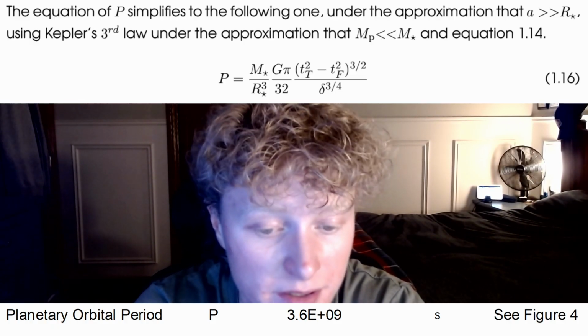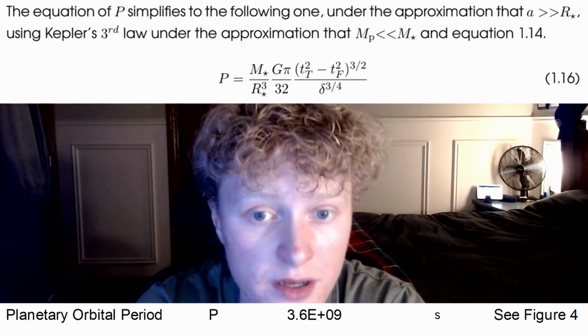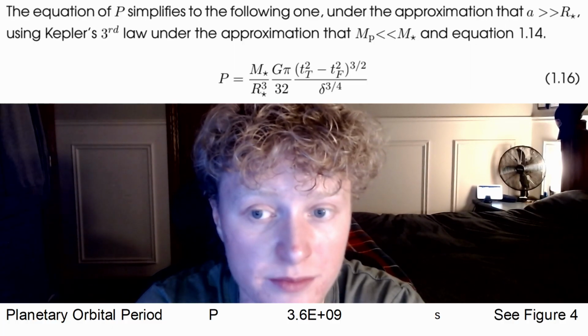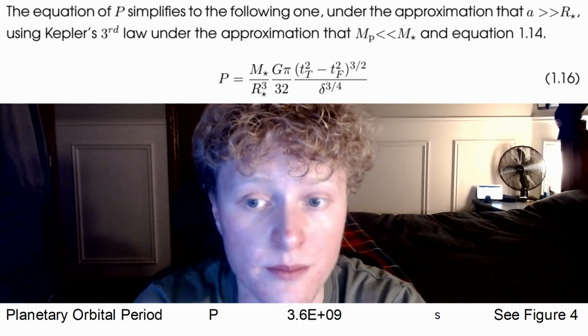It's important to note that this value of 1.8 times 10 to the power of 6 seconds does not correspond to the calculated value of 3.6 times 10 to the power of 9 seconds, though this difference can be explained by the fact that the equation used to find the period only applies with many approximations taken into account, such as the semi-major axis being much smaller than the stellar radius, or the planetary mass being much smaller than the stellar mass.